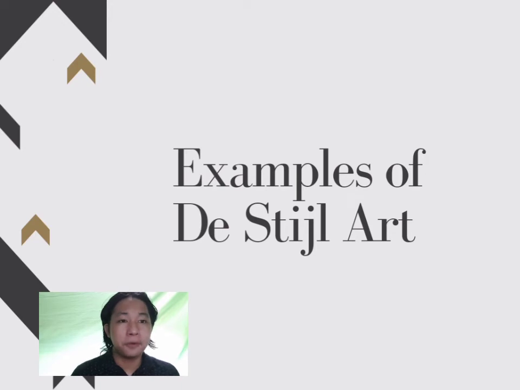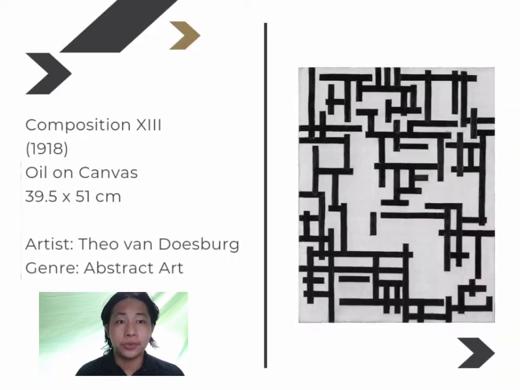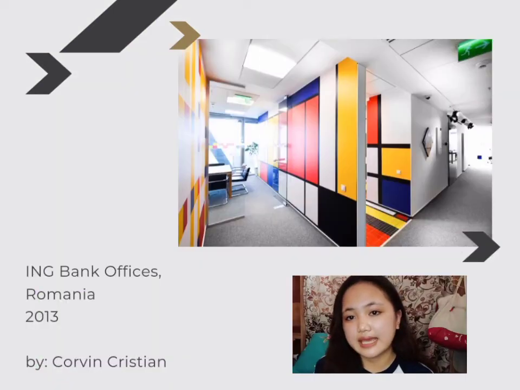Next are some examples of De Stijl art. The first one is Composition 13. This is a distilled oil on canvas painting created by Theo van Doesburg in 1918. It is currently in the Kunstmuseum Winterthur in Switzerland. So this is the ING Bank office in Romania, and this was their interior design back in 2013. It was designed by Christian Carvin.